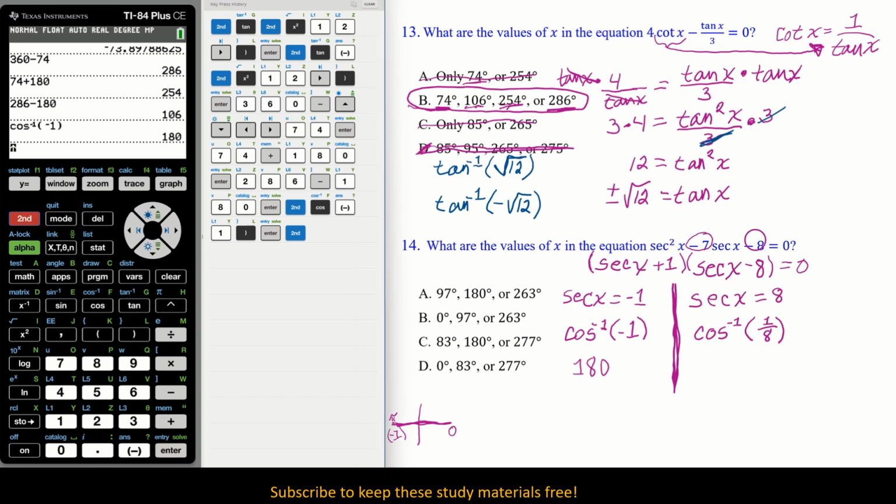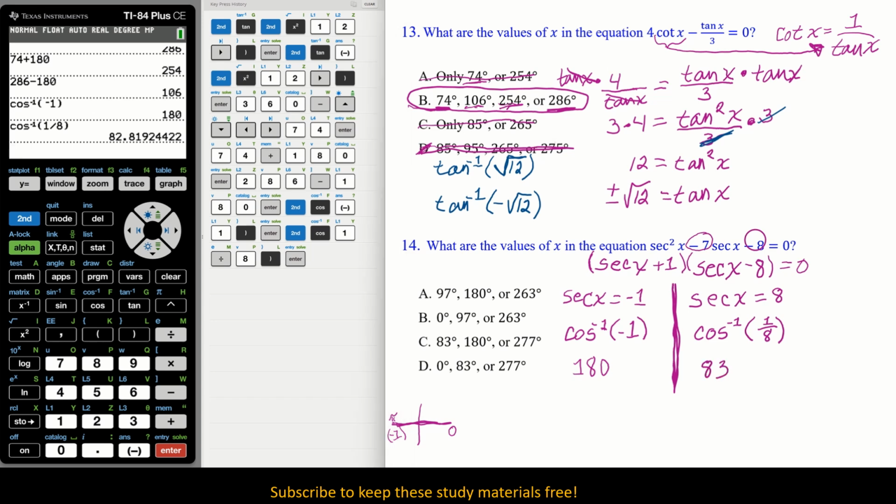All right, so that's second cosine inverse. Now that's 1 divided by 8 and push enter. Makes sense. Round that to 83 degrees. Okay, now that makes sense.